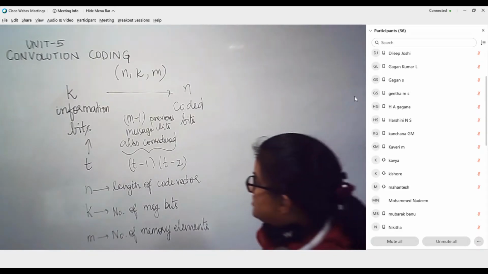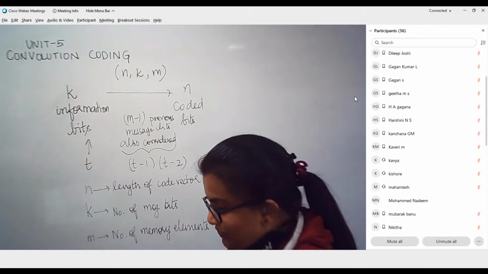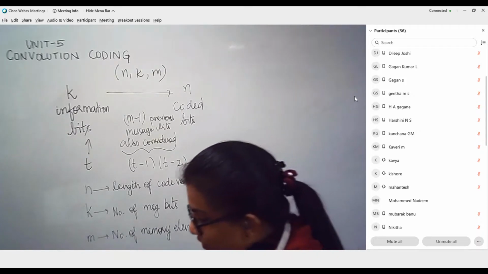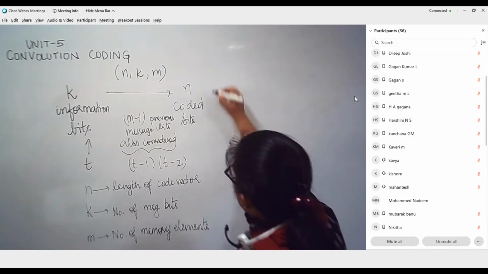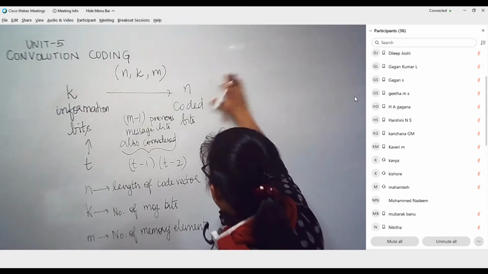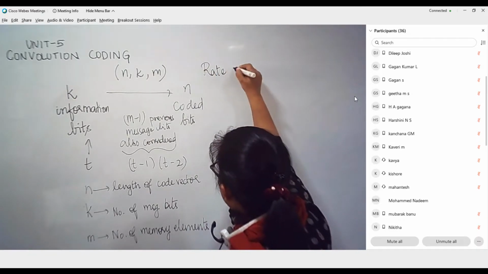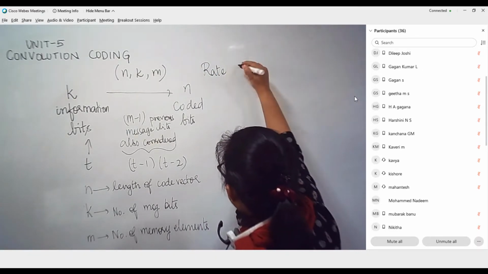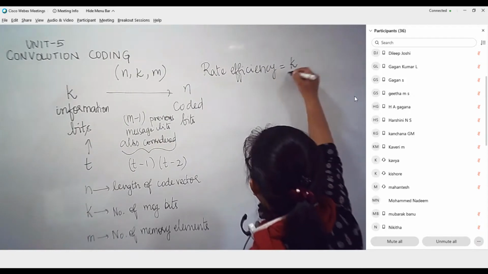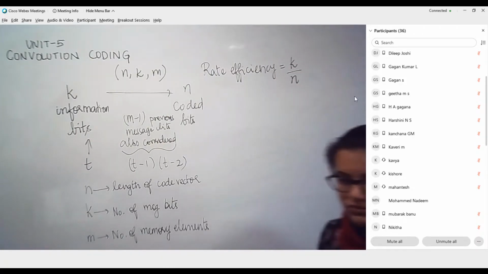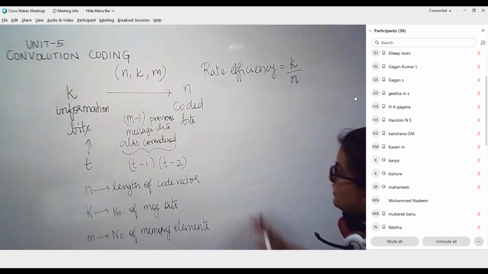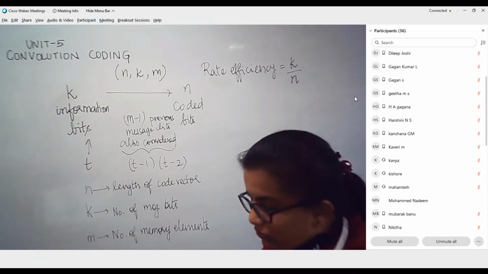So this is how we are going to construct a convolution code, and for this we have a parameter called the coding efficiency, the rate efficiency of this convolution code. As we have already said in block coding also, the coding rate efficiency is given by the ratio of the total information bits over the total number of coded bits. So this gives us the rate efficiency. If there are k bits, n bits will be coming out of the system.